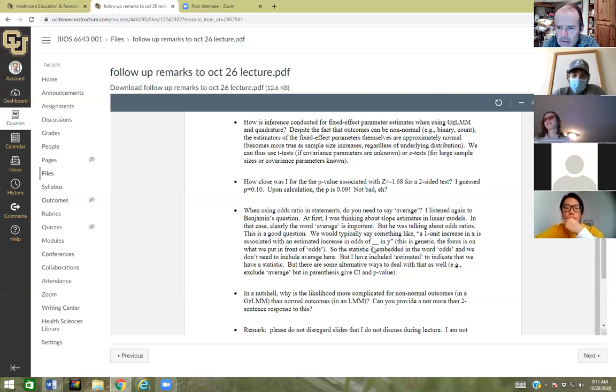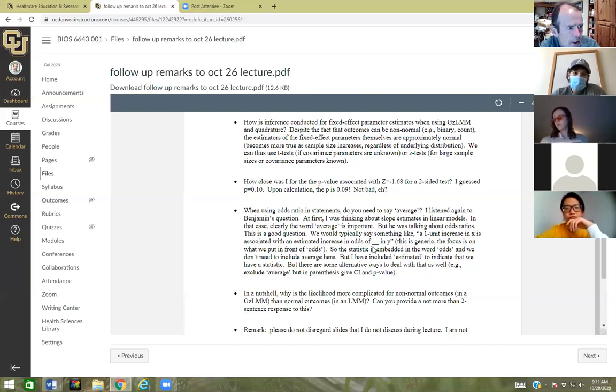In a nutshell, why is the likelihood more complicated for non-normal outcomes than normal outcomes? Can you give me two or maybe even one sentence response based on what we learned last time? So think about the likelihood for the linear mixed model, and think about the likelihood for the generalized linear mixed model. Is it because there isn't a closed form solution for the generalized likelihood?